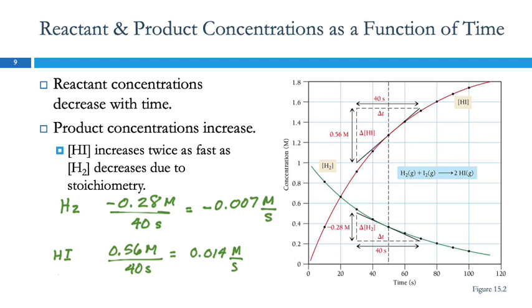So the rate of the reaction then would be -1 times the negative 0.007, and that's going to give us 0.007, or 1/2 of 0.014, which also gives us 0.007. Okay. So whether we calculate the rate from the products appearing or the reactants disappearing, we're going to come up with the same number. Any questions?